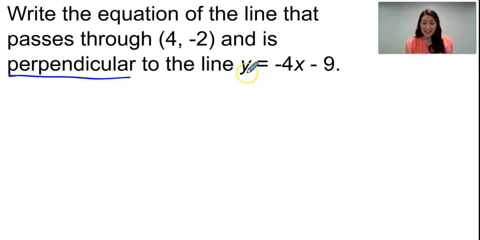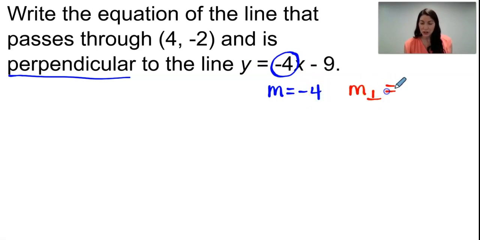So if I look at the line I want it to be perpendicular to, remember that this is in slope-intercept form, and this equation has a slope of -4. If I want a slope that is perpendicular to this line, well, that's the question we did a couple times ago. That would need to be a slope of +1/4.